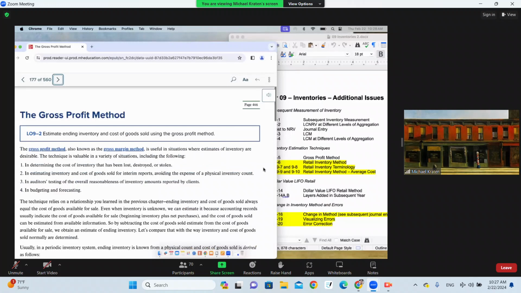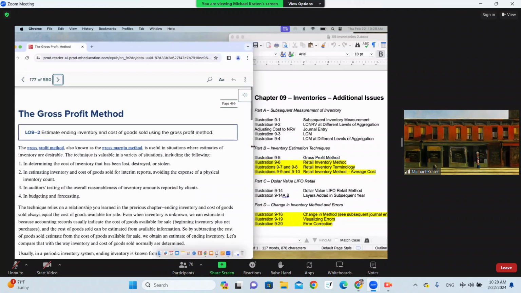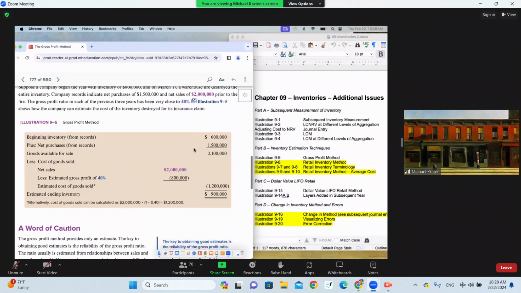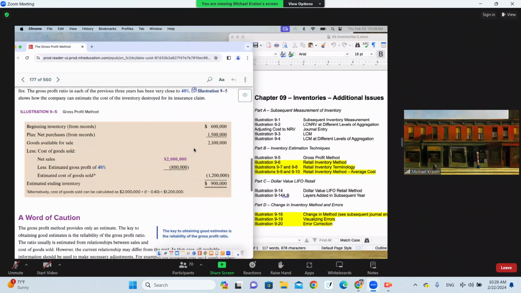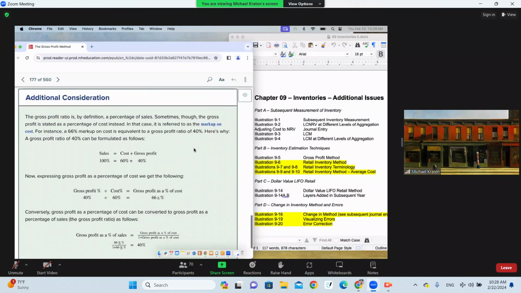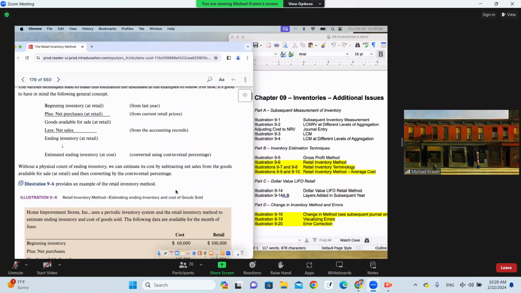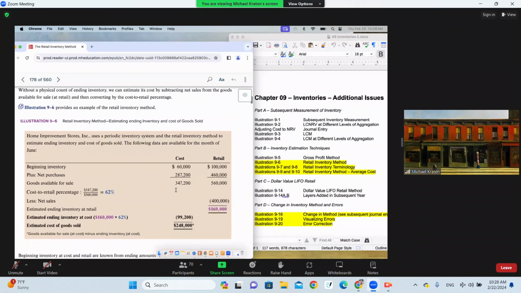Okay, so here we are, Part B, Inventory Estimation Techniques. And as you now know, 9-5 was on our quiz today, and that's where we stopped. So let's go on to 9-6.